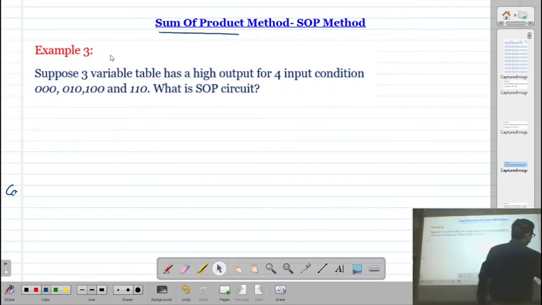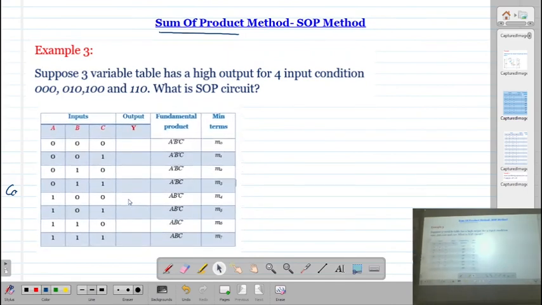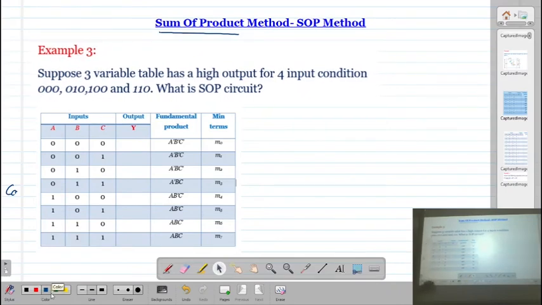So here if you see the three variable truth table, A, B, C are there, and now for four input conditions the output is high. What are those input conditions? Input conditions are 0, 0, 0, correct? So for 0, 0, 0 the output is high, I will write 1. Then the second condition is 0, 1, 0. Again for this the output is going to be high. Then 1, 0, 0, here also the output is high. And finally, the 1, 1, 0 combination, so the output is high. So in your problem, for these four combinations the output is high.